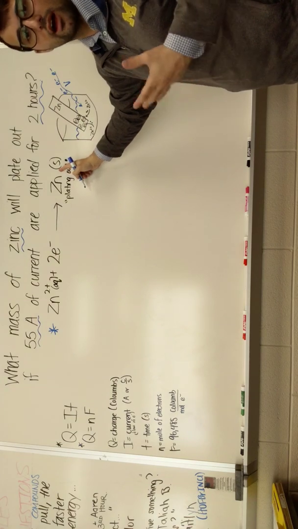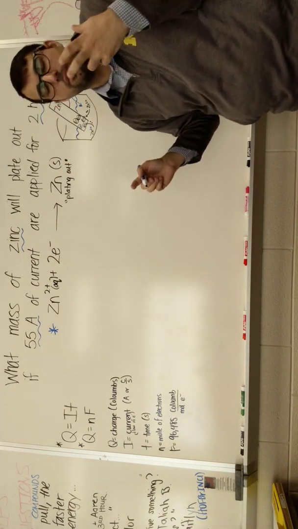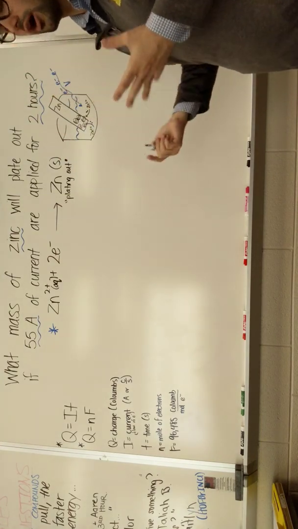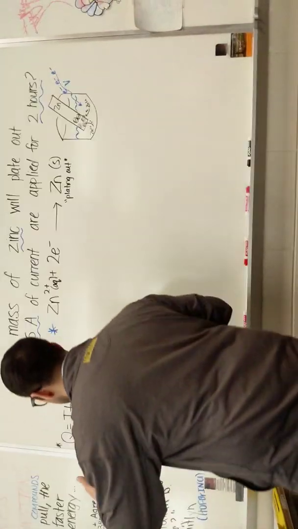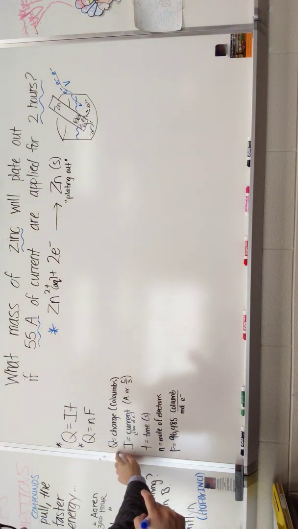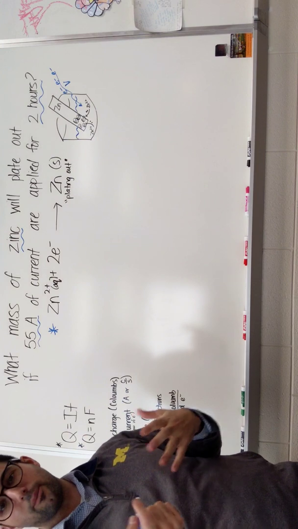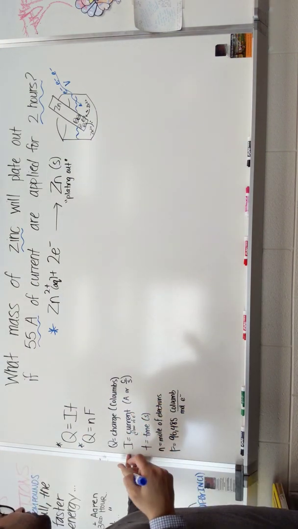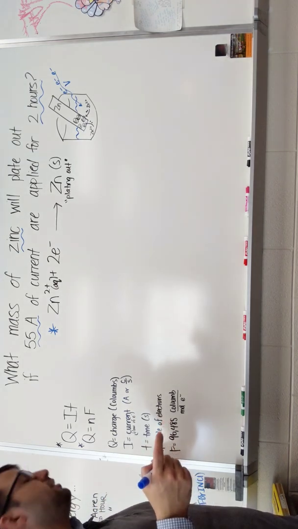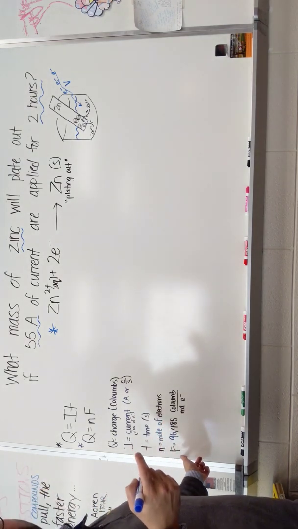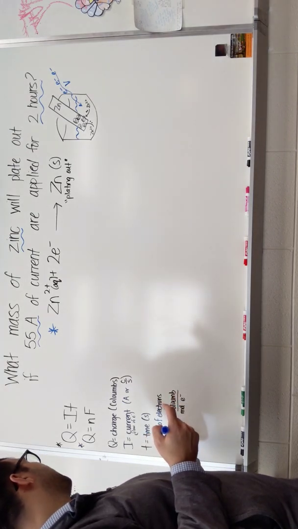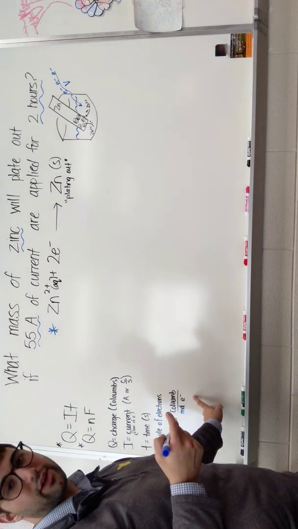And I get a solid plating out, and we're always trying to figure out the mass of it. So if I want to figure out what mass of zinc will plate out, there are a couple of things to keep in mind. I put two equations here: Q equals IT and Q equals NF. Q is the charge in coulombs. I need to figure out my charge. I is the flow of current. T is my time in seconds. N is my moles of electrons, and F is Faraday's constant, which is 96,485, which is how many coulombs there are in 1 mole of electrons.